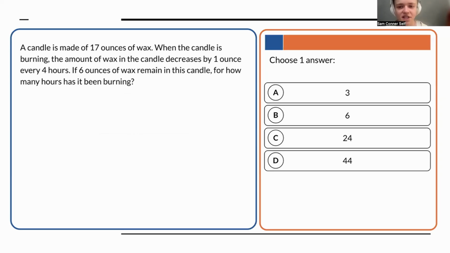Okay, so another question. This one is a multiple choice. A candle is made out of 17 ounces of wax. When the candle is burning, the amount of wax in the candle decreases by 1 ounce every 4 hours. If 6 ounces of wax remain in this candle, for how many hours has it been burning? So this question is asking us to make a ratio. So for every 1 ounce, 4 hours, this is going to be the rate of the wax burning or the rate of the wax decreasing. And then they say that 6 ounces of wax remain. So you put 6 because remember in a ratio, you keep the values with the same unit in the same part of the ratio. So either both of them in the denominator or both of them in the numerator. In this case, I'm putting the ounces in the numerator and the hours in the denominator.